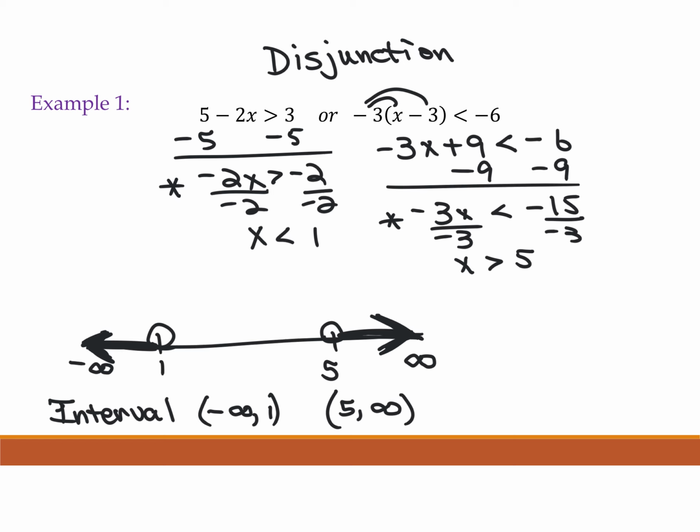To show that it's these put together, we are going to use a symbol that is a U, and that means union. So in interval notation, this would say that your solutions are from negative infinity to 1, union 5 to infinity.